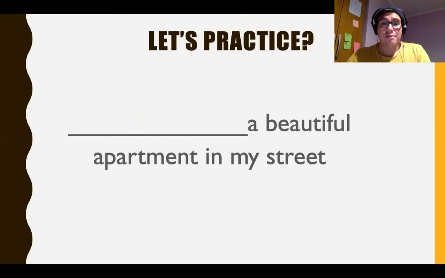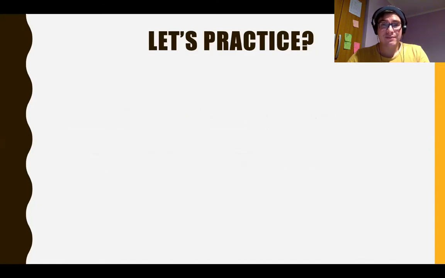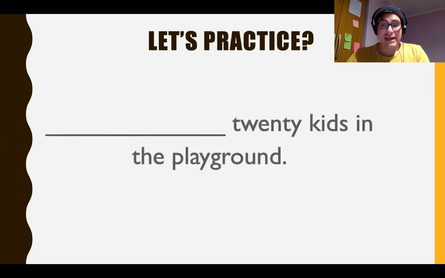A beautiful apartment in my street. Should we complete with there is or there are? There is a beautiful apartment in my street. 20 kids in the playground. Should we complete with there is or there are? There are 20 kids in the playground.